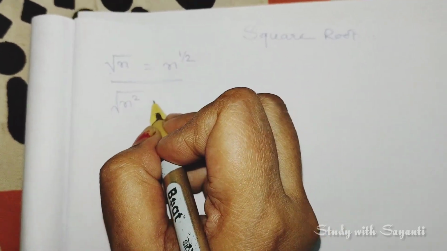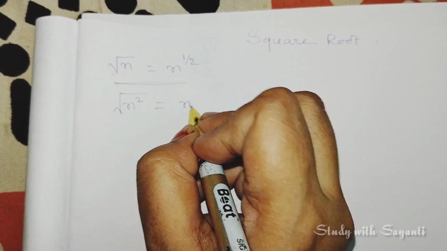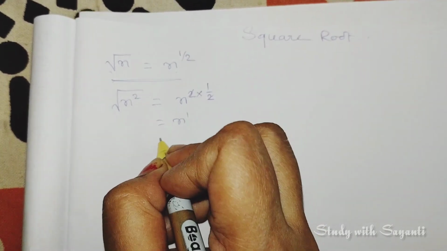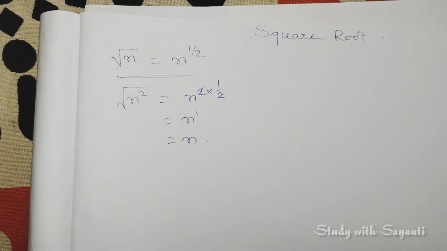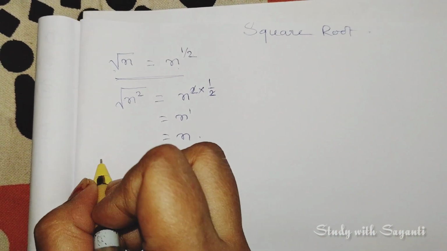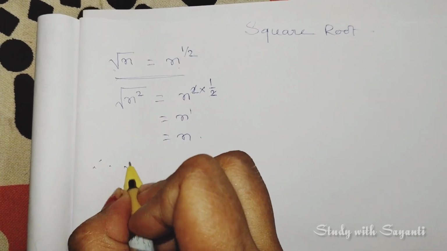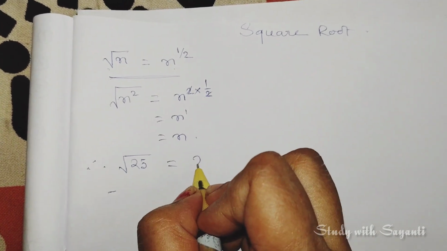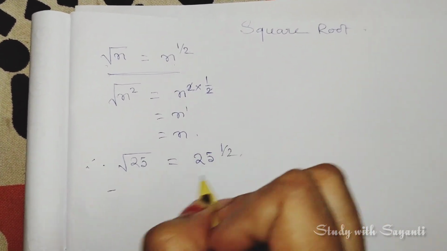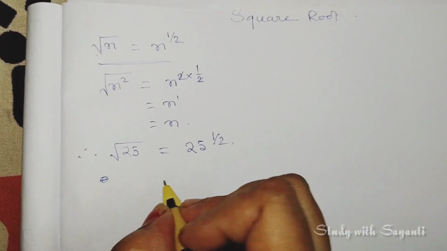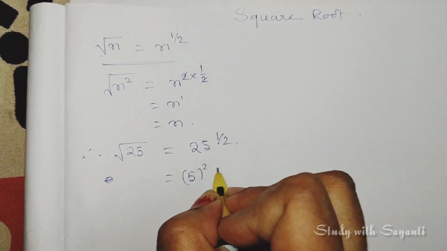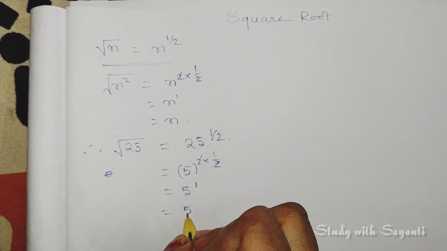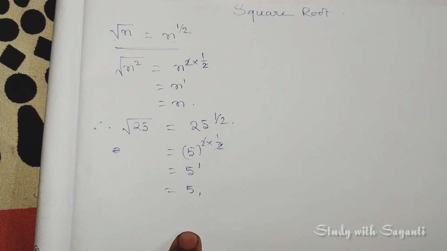Suppose a number is already a square, so we can write it as n squared to the power half, because the value of root is half. So it is n to the power 1, which is equal to n. As an example, let's take root 25. So we can say 25 to the power half. We know that 25 is the square of 5, so it is 5 squared to the power half. So 5 to the power 1, that is 5. In this way we can determine the square root.